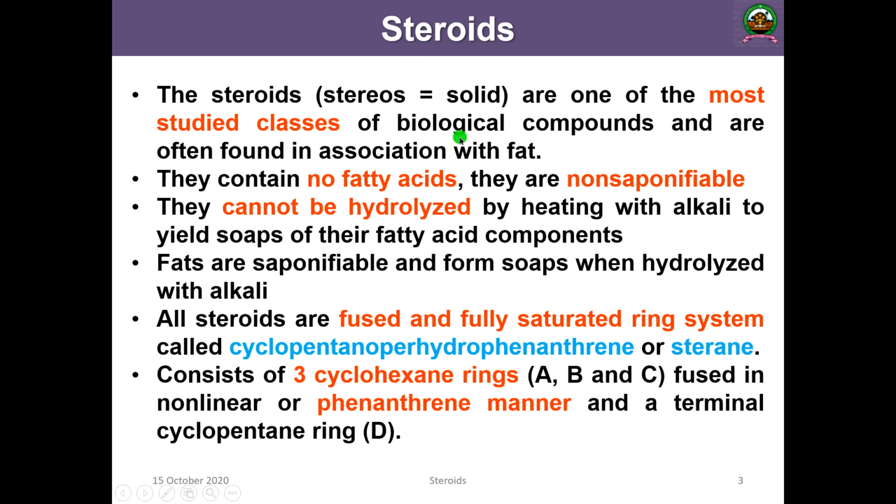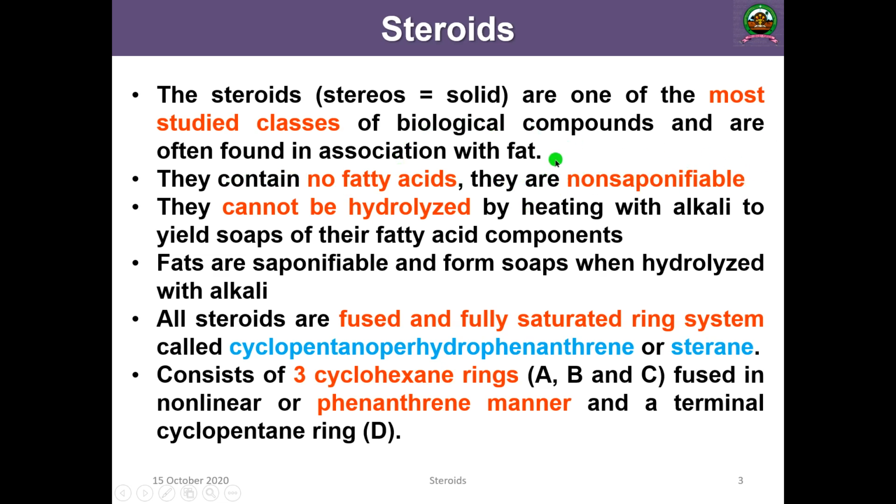So what are steroids? The name steroids is from stereos, that is solid. They are one of the most studied classes of biological components, often found in association with fat. And the most important thing, they do not have fatty acids and they are non-saponifiable.